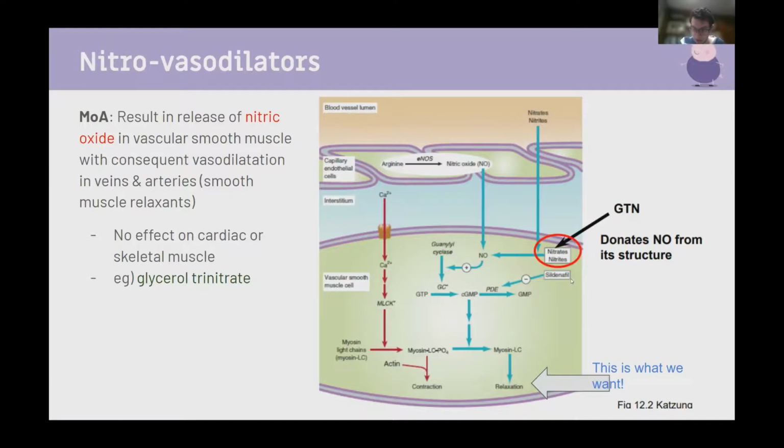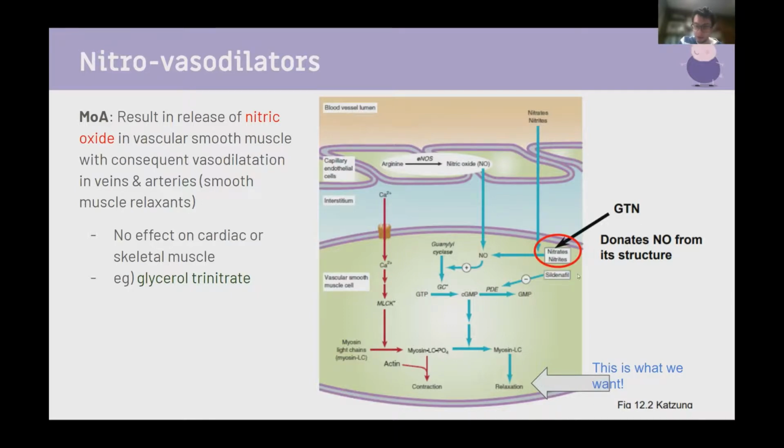Does anyone know what the drug sildenafil is? Viagra, really good. So why is that important? Why do you think they put that here? Contraindicated, really good. And do you know why it's contraindicated? Stops relaxation. Yeah, so almost.